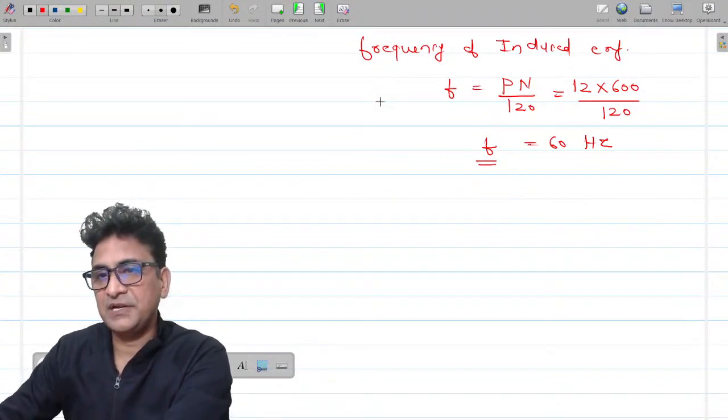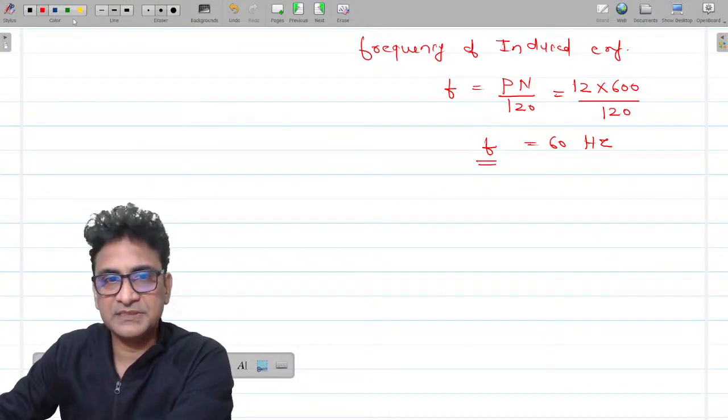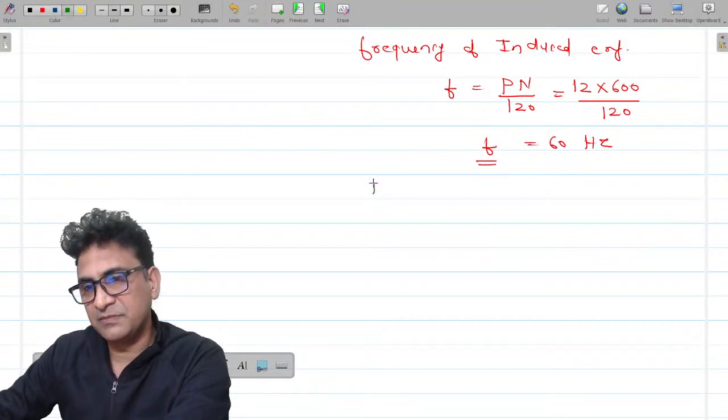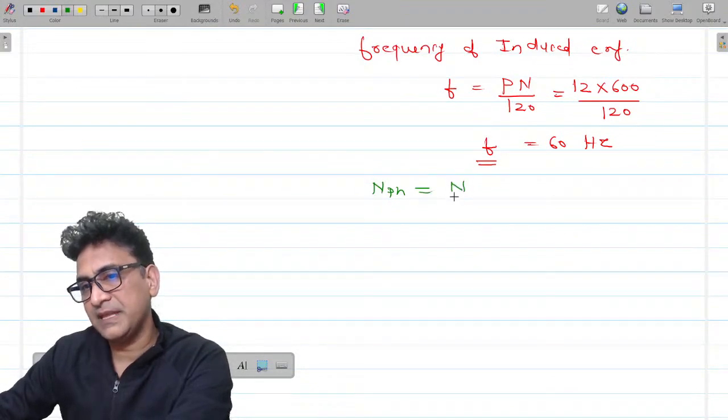Now we have to find the total number of turns per phase. How do we find the total number of turns per phase? To find it, first I will find the total number of turns and then divide by the total number of phases. Clear?